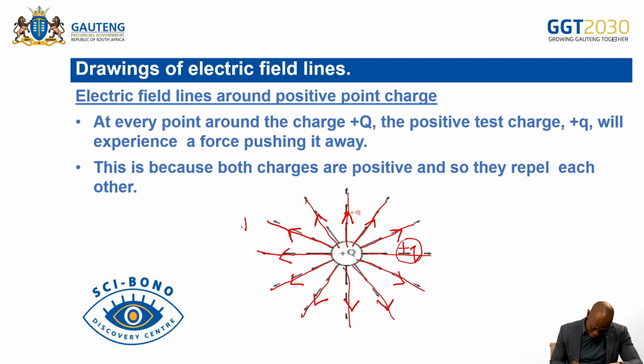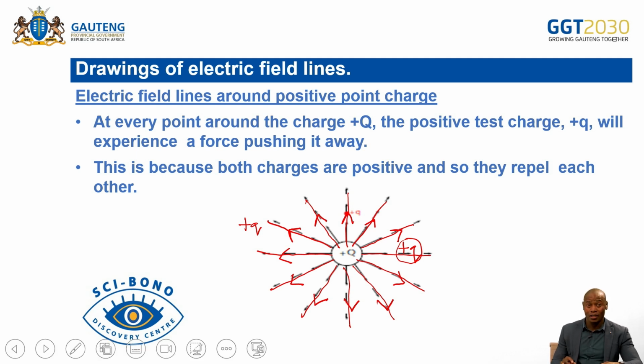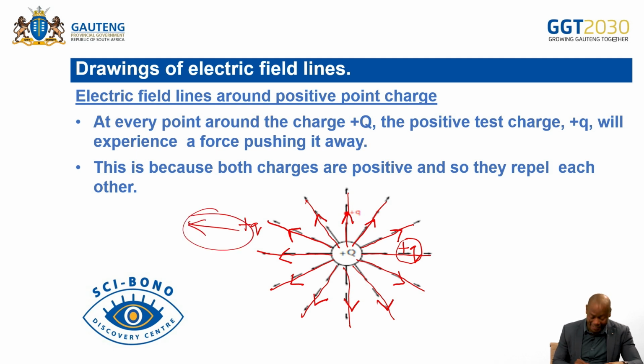Even if I place it here, it doesn't matter, as long as it's along the electric field. So ask yourself a question: what will happen to this positive test charge? Obviously, it should move away, because like charges repel. So this is the direction of the force exerted by this electric charge on this positive test charge, and this direction of the force gives us the direction of the electric field. I hope it's making sense.